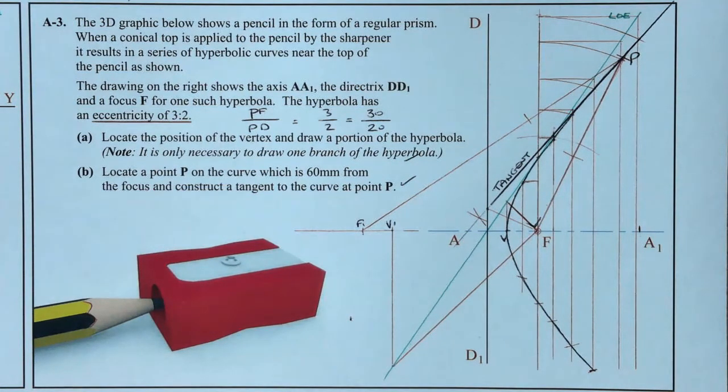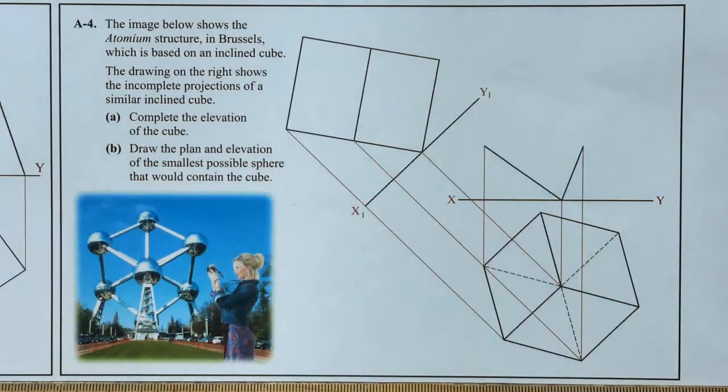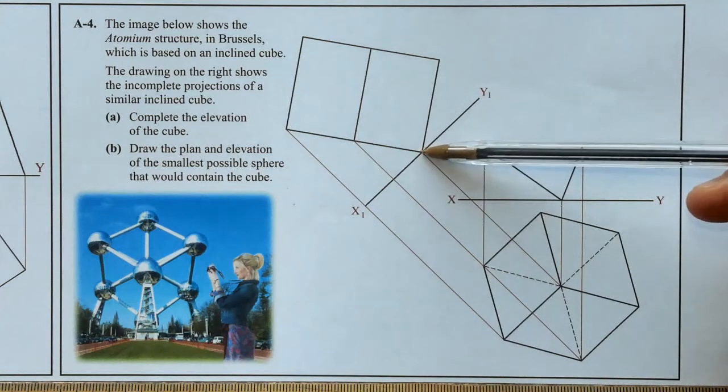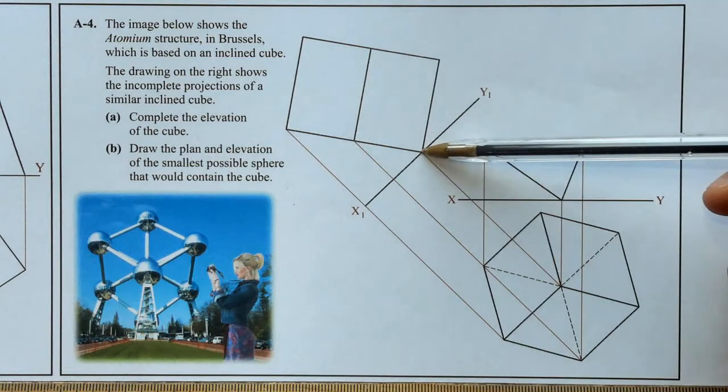What we're going to move on to now is the last question on this page, which is question A4. It's at the bottom of the page. So this question, guys, A4, says the image below shows the atomium structure in Brussels, which is based on an inclined cube. Okay, so we can see obviously the cube, as it's resting, one corner of it is resting on the ground.